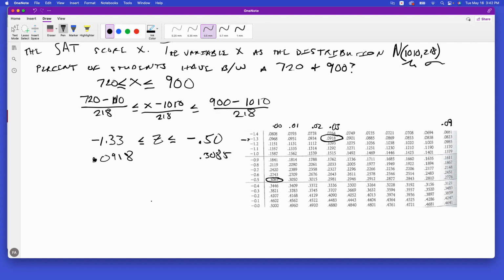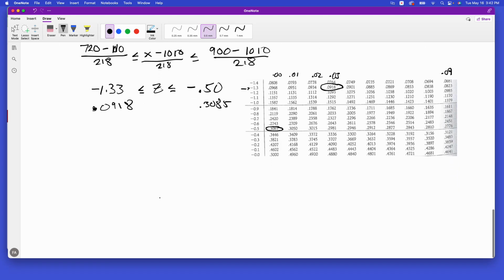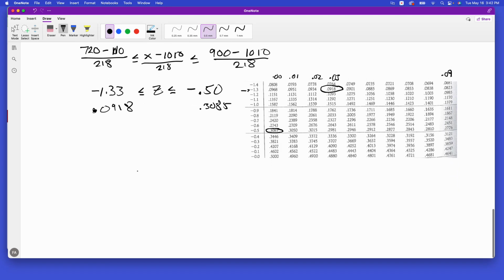Now, what does this mean? Well, this is a place where knowing what the standard normal curve looks like is extremely useful to us. So it looks something like this, right?